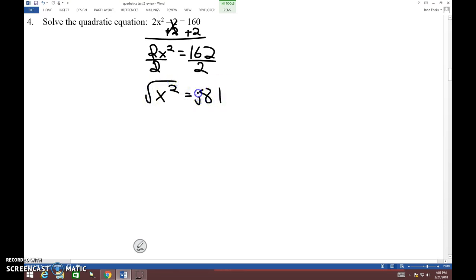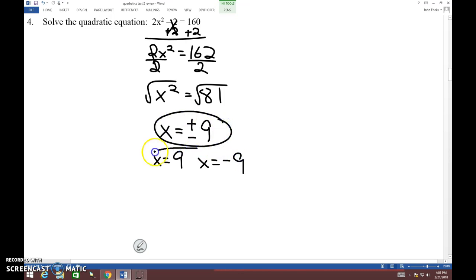Take the square root of both sides. And the square root of x squared we know is x. The square root of 81 is going to give us two answers, positive and negative 9. So remember, this can be written as positive or negative 9, or it can be written as x equals positive 9 and x equals negative 9. You can see those written either way, but both of those would be possible solutions that you can see on the test.